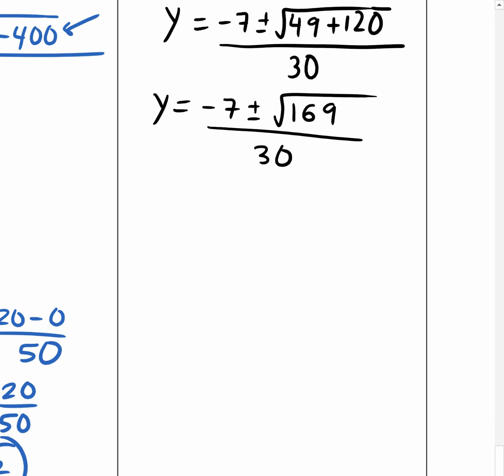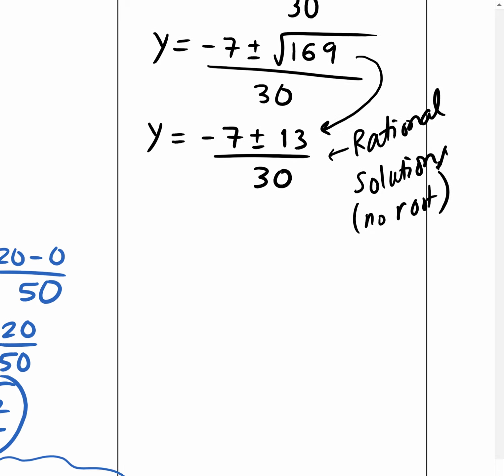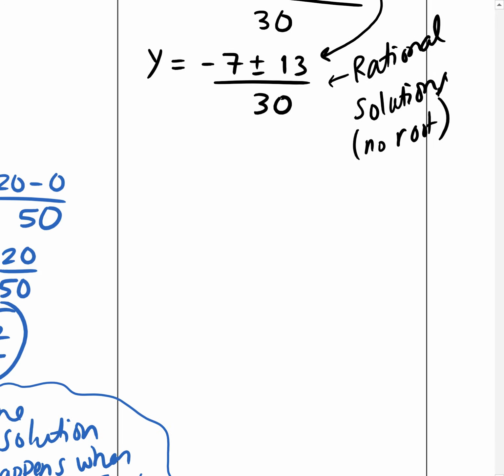Now what do we have? Actually, 169 has a square root of 13. That worked out pretty well. I think we're going to get some nice answers. You know you're going to get nice answers when the square root actually has a square root. It's not going to stay a square root. When the square root simplifies to a nice number, they call these rational solutions. We'll see this in the next section. That pretty much just means no root left. If there is a root left, they call it irrational. So anyway, just good to know, not for this section, but for the next section.